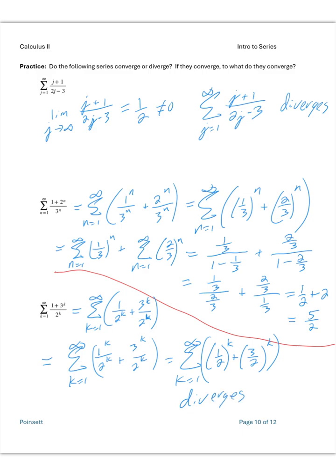Please recall the only time that you can use the formula c over 1 minus r for the sum is when you have a convergent geometric series. Since this is a divergent geometric series, while you could technically do the computation of c over 1 minus r, that is not what this sum is equal to. This sum is not finite. This sum diverges.